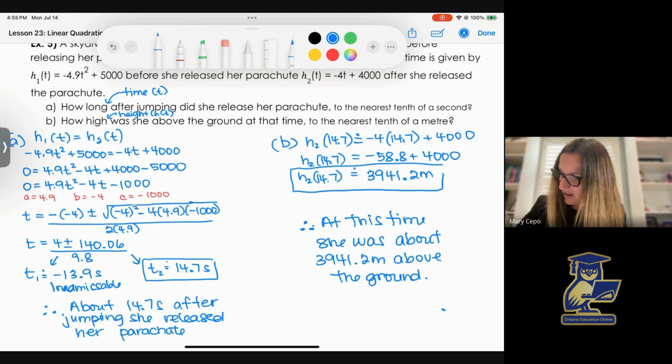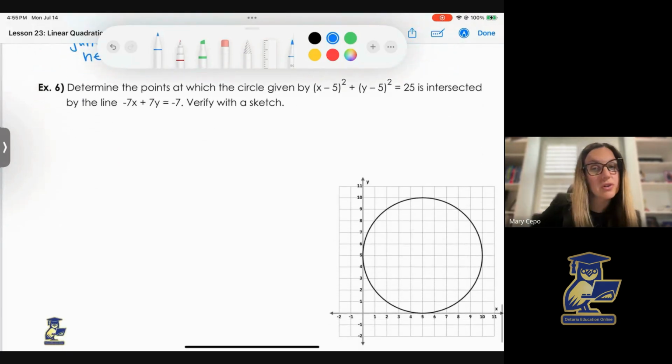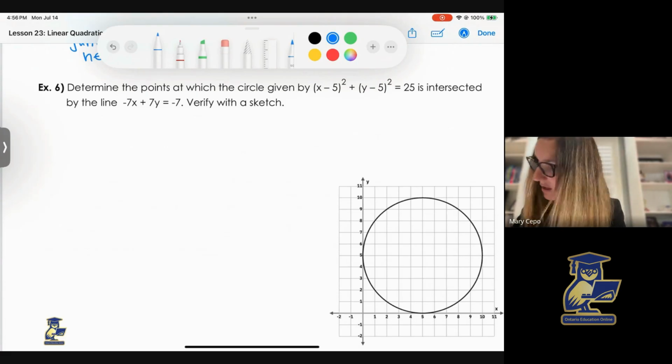Okay, moving along to example 6, we're going to determine the points at which the circle given by (x minus 5) all squared plus (y minus 5) all squared equals 25 is intersected by the following line, negative 7x plus 7y is equal to negative 7. Verify with a sketch. In this case, we want to see where they cross. The circle is given to us, which is excellent. We want to determine at which points they intersect.